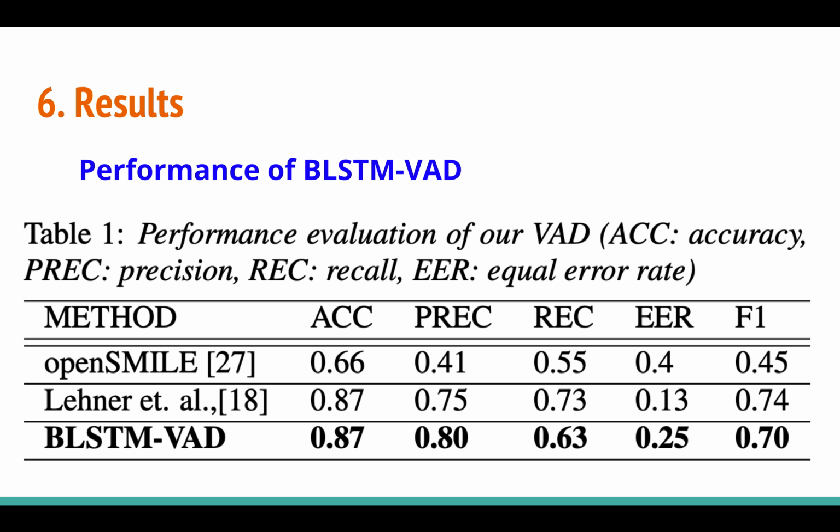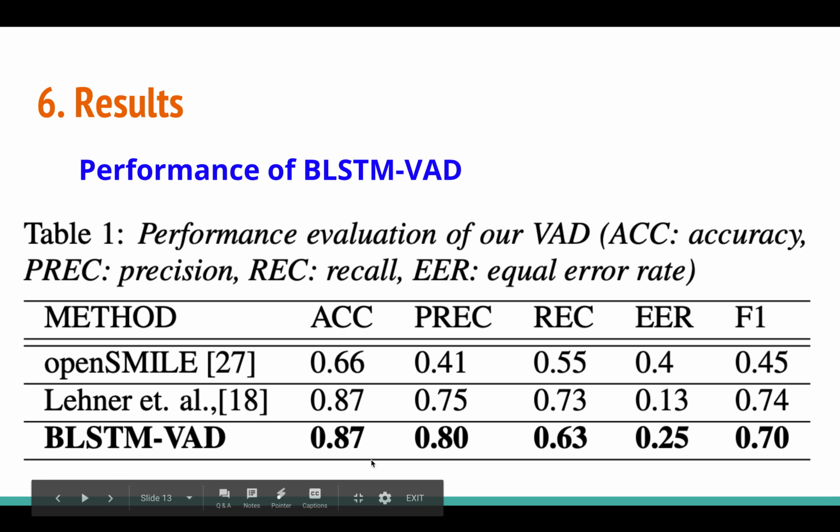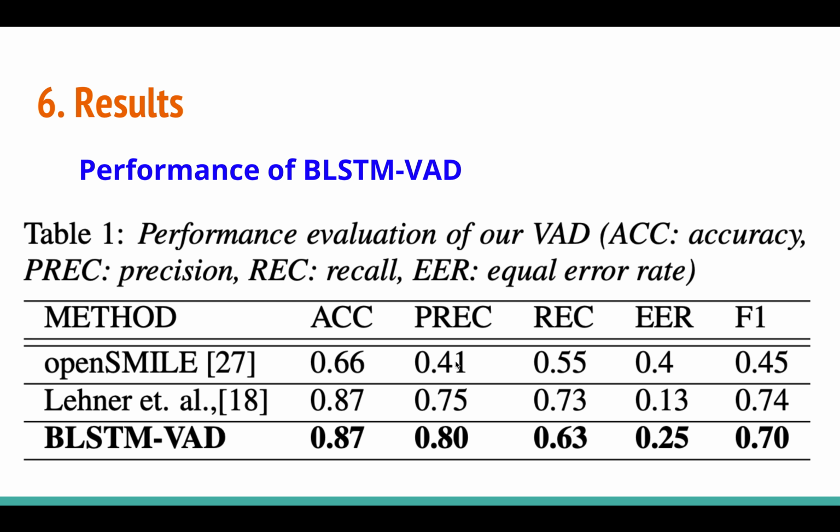So first we will see the results on the BLSTM WAD. Since we have trained a WAD model, voice activity detection model, we will see the accuracy. We have our training done on 94 Hollywood movies data using subtitles as a forced alignment. Then when we evaluate it, we get 66% accuracy and 41% precision, recall, and EER of 0.4. So as you know, EER should be lower.